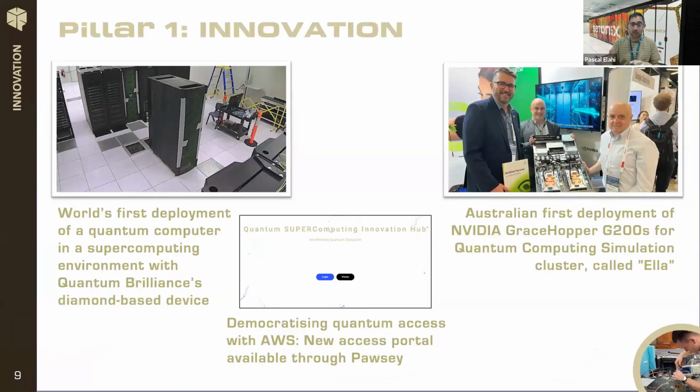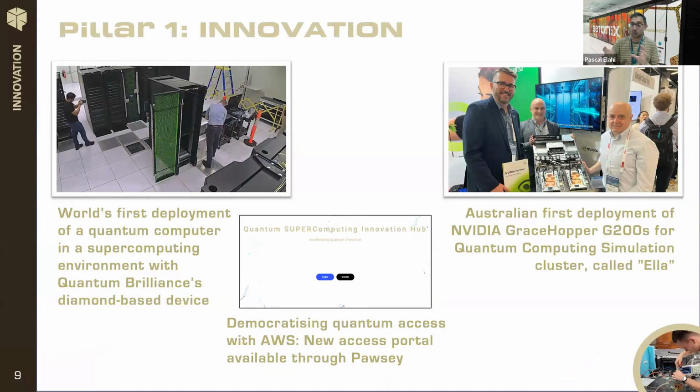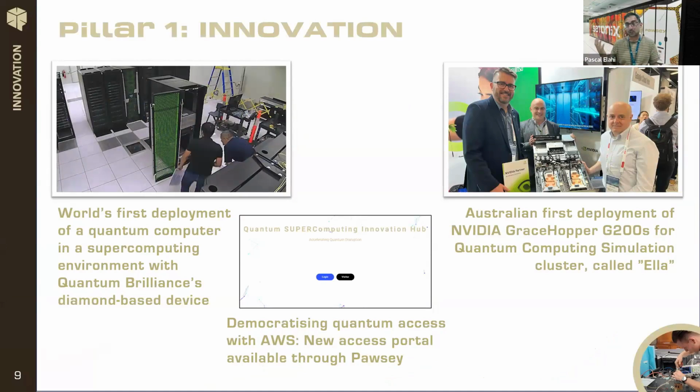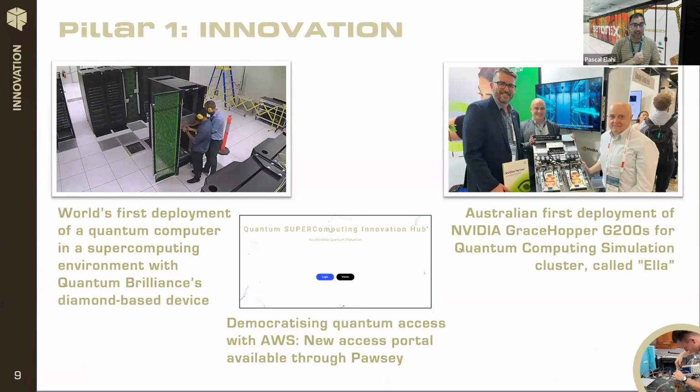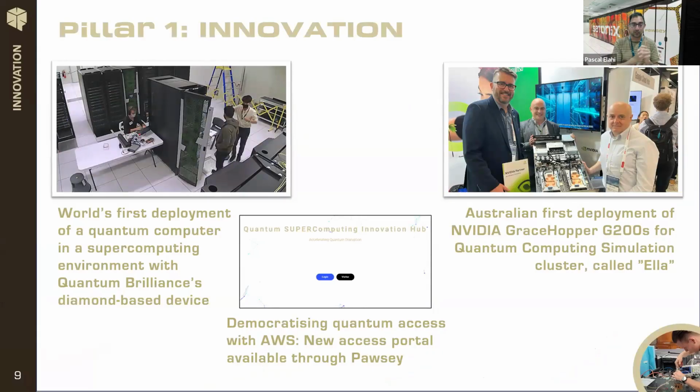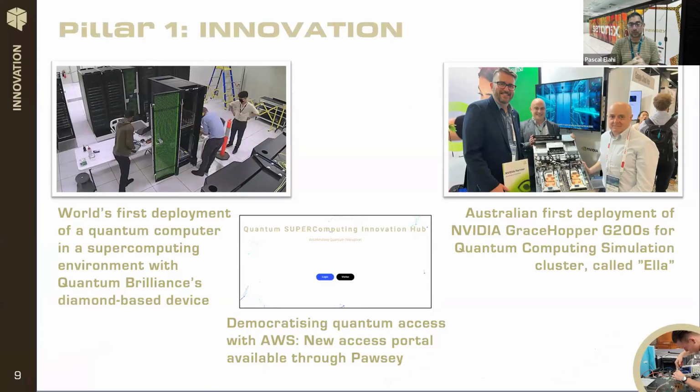Some of those innovations have to do with actually trying novel classical technologies, but dedicated to quantum computing simulations. We have an entire cluster dedicated to simulating quantum computing so that people could then try on real hardware. We were actually the world's first center to deploy a quantum computer in a supercomputing environment. So in a data center, it's a small sort of diamond-based technology quantum computer. This is an Australian startup called Quantum Brilliance.